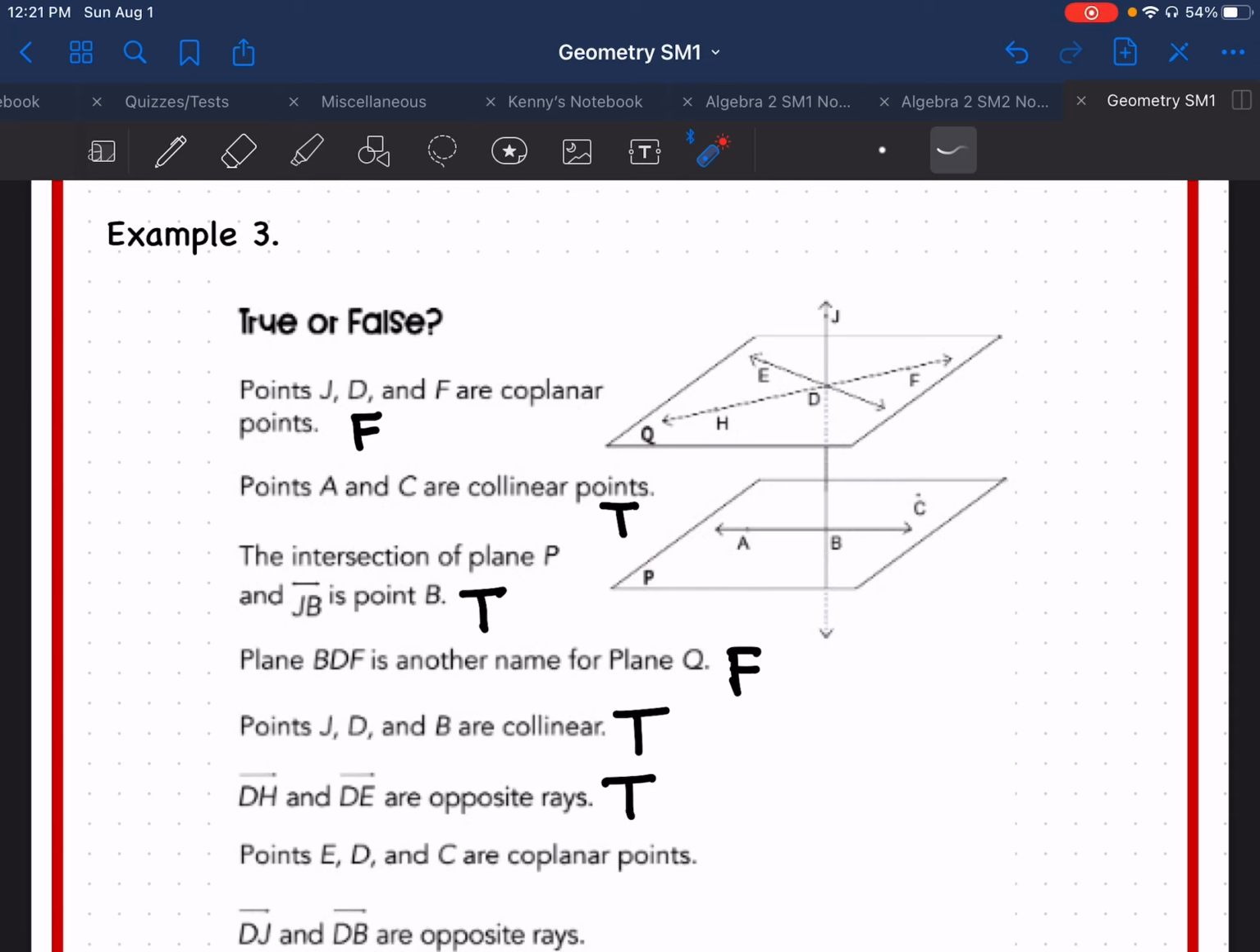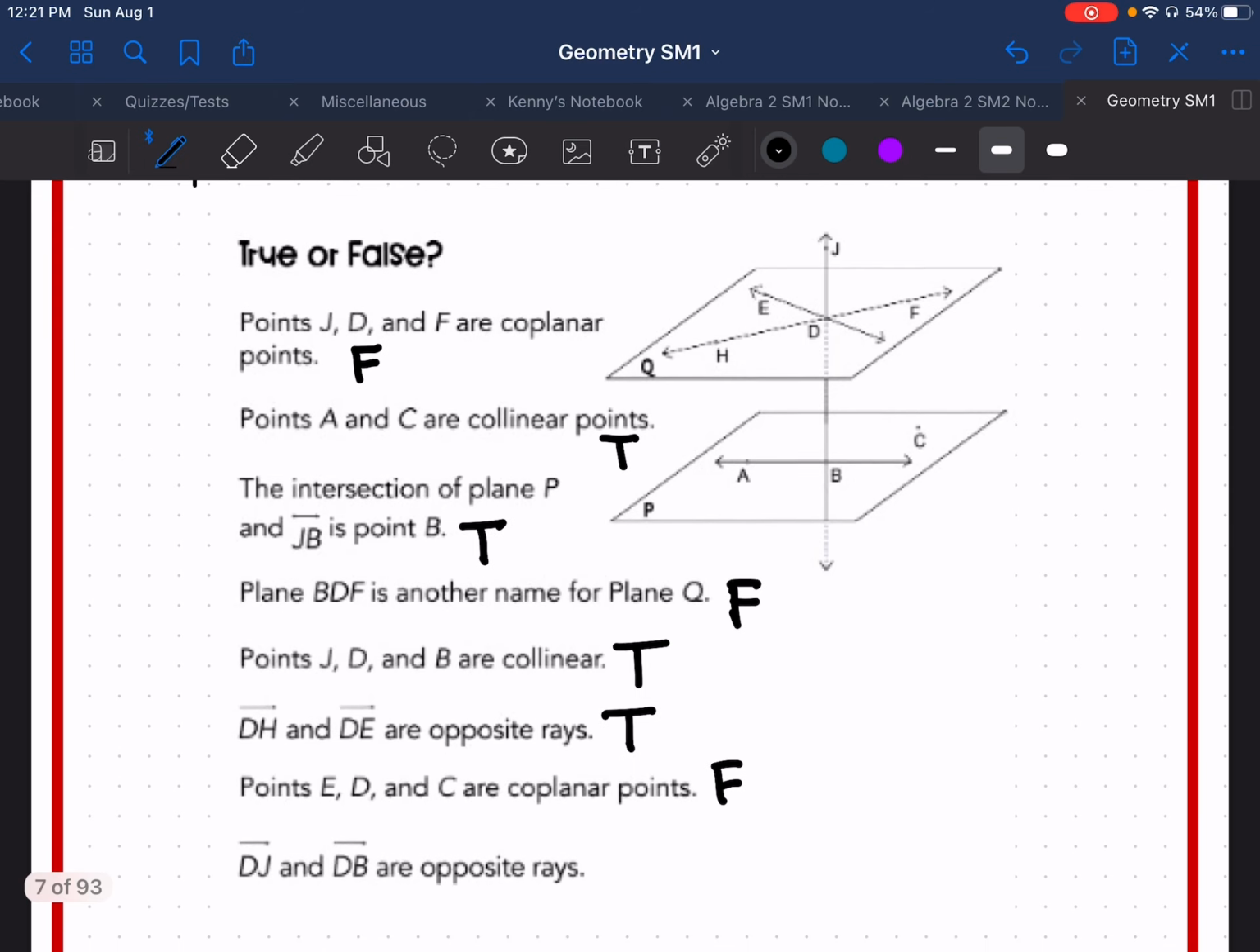All right, points E, D, and C are coplanar points. Based on the picture, no. Could I make a plane between them? Yes, but I'm going to say false based off the picture.